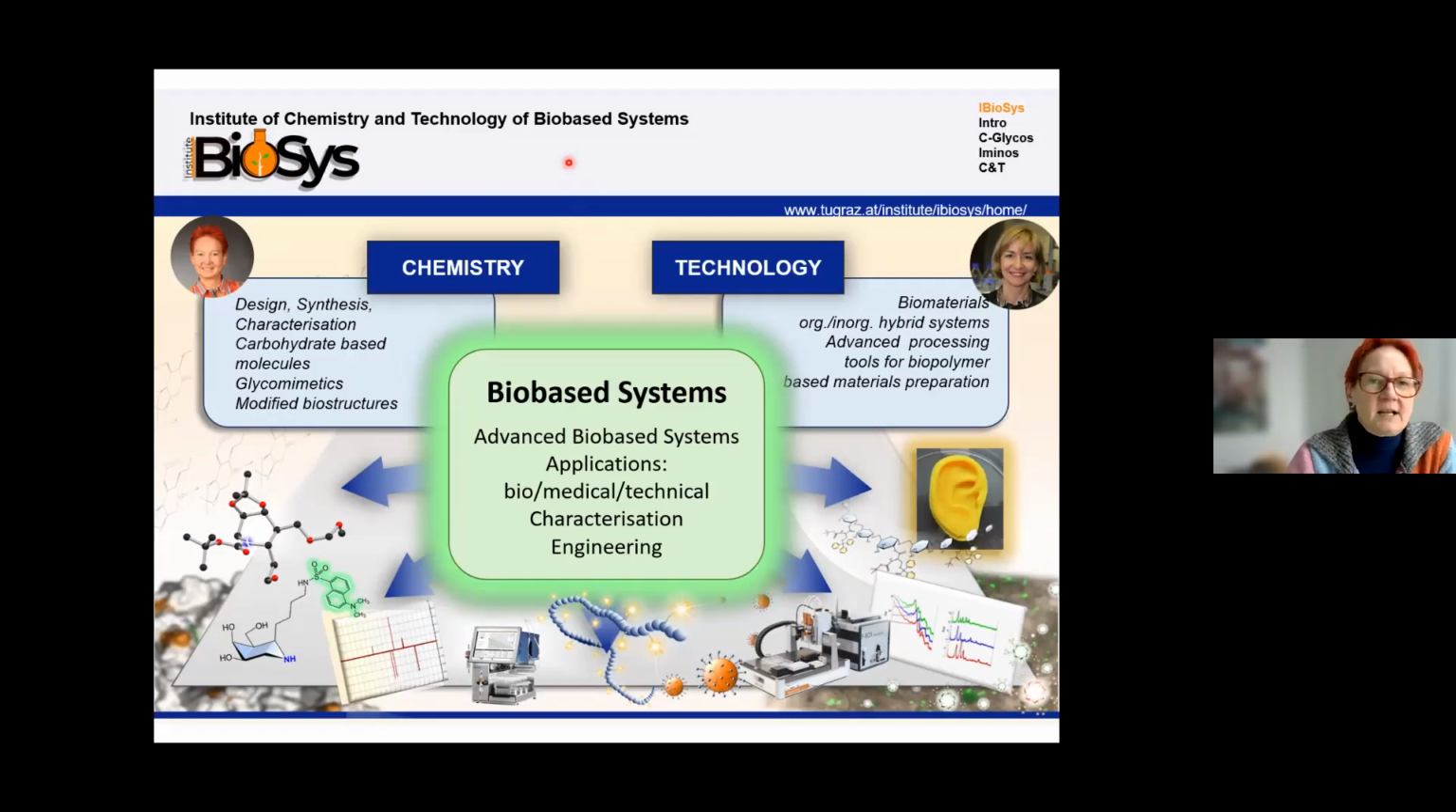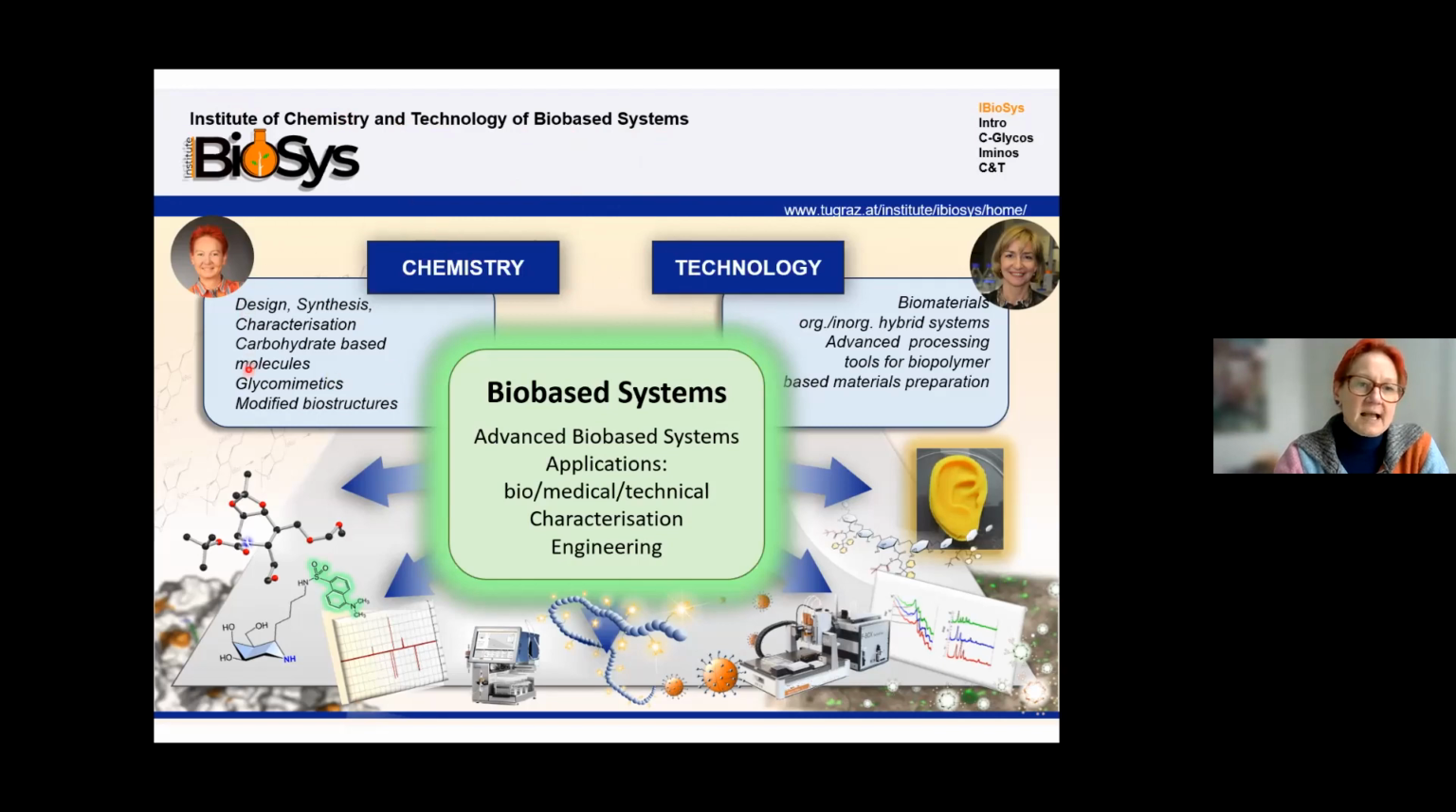So these were the 2 occasions, and then Karin and I met, and we rapidly fell in love with each other scientifically, because we are both interested in doing research on carbohydrates. In chemistry, we're working on small molecules, and Karin, as you all know, on large molecules. So our vision was that it would be pretty cool to merge, to amalgamate these 2 topics. And this is how the Institute iBioSys, the Institute of Chemistry and Technology of Bio-Based Systems, was founded.